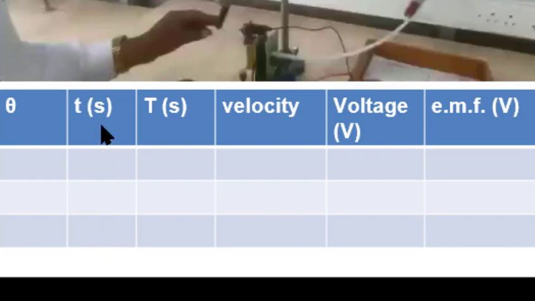You need to note the time for 10 oscillations. So these values divided by 10 will give you the time period for each initial angular amplitude. This will give you the velocity by 2 pi r divided by capital T. The voltage for each angle theta must be written here, and these values divided by 10 will give you the EMF.